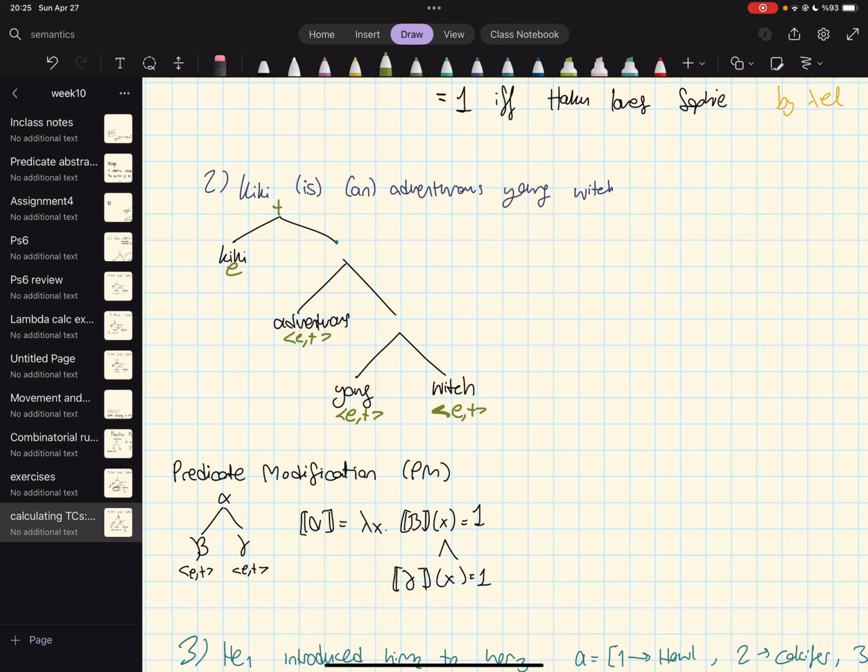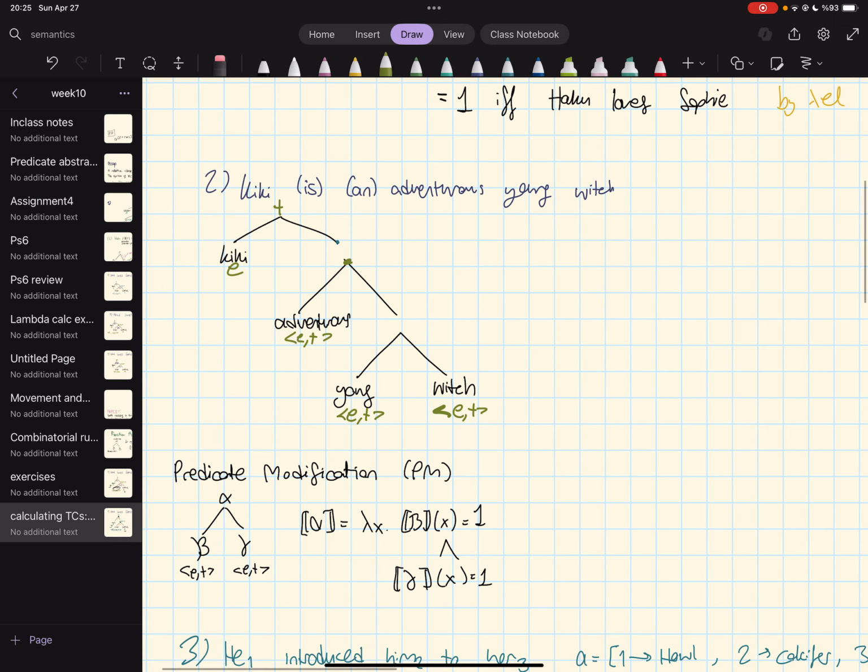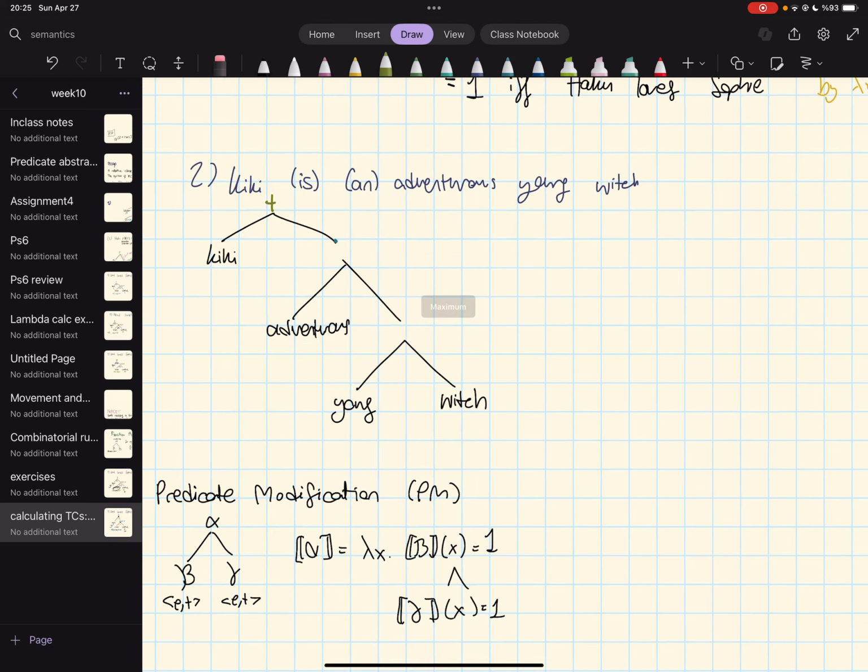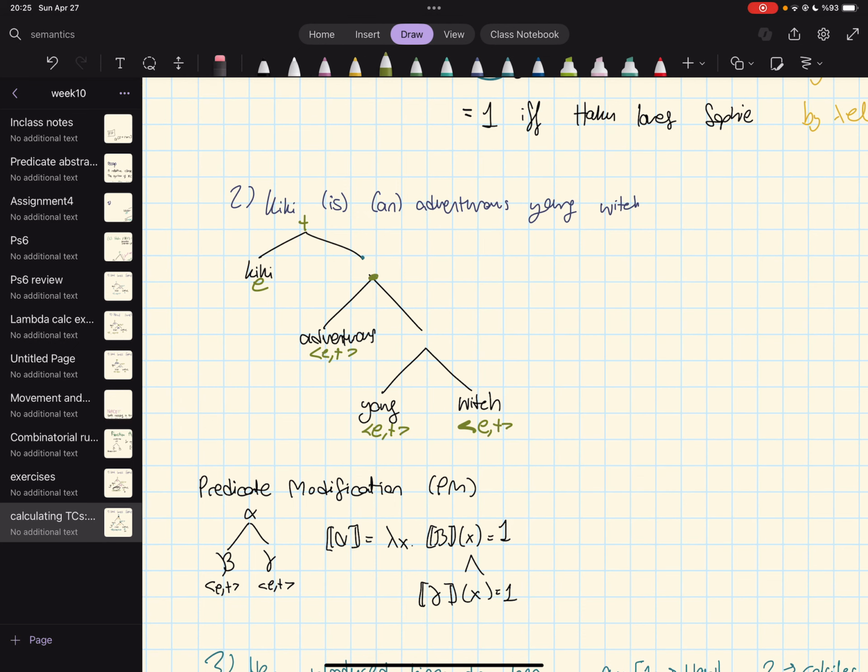These are our types. Now next up, we're going to take a look at these nodes. Let's start with this one. So I have E as the argument and T as the outcome. Since the output is T, I'm writing it over here, and this node would have to be of type ET for it to take Kiki as its argument, which is an entity, and return a truth value. And next up, this very node.